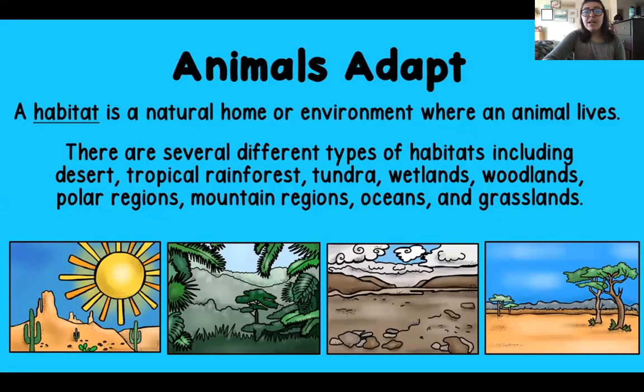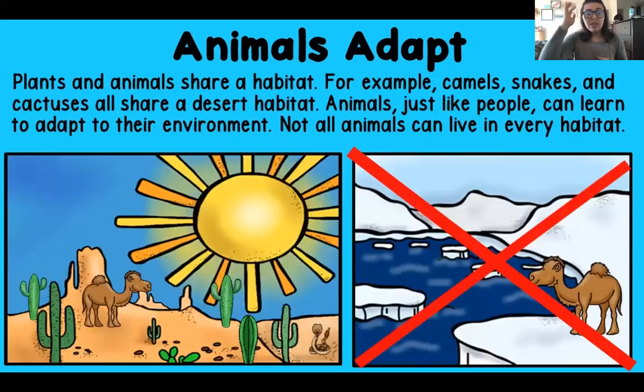So we already learned that habitats are a natural home or environment where an animal lives, and we learned about the different types of habitats. Plants and animals share habitats. For example, camels, snakes, and cactuses share a desert habitat, and animals, just like people, can learn to adapt to their environment. That means we have to learn how to live in a different place. So animals have to learn how to live in a different place. Not all animals can live in every habitat. As you can see down here, the camel can't really live in the Arctic. Camels belong in the desert because they're not built to live in the Arctic.